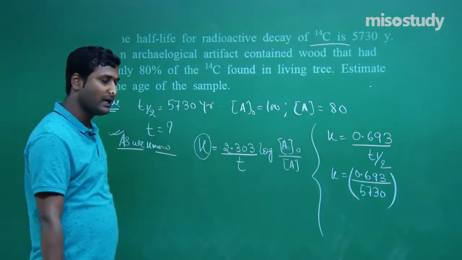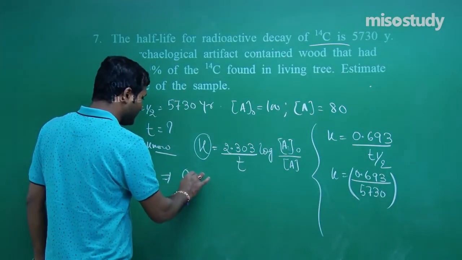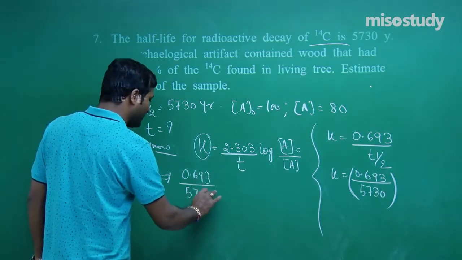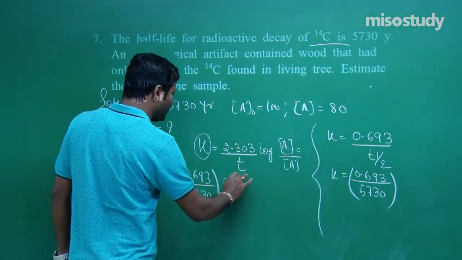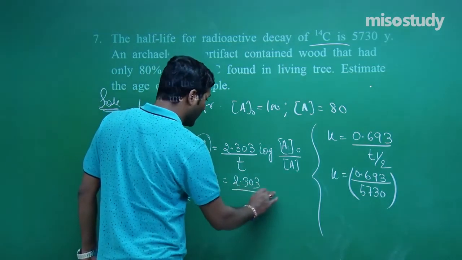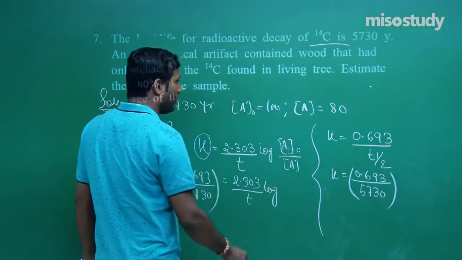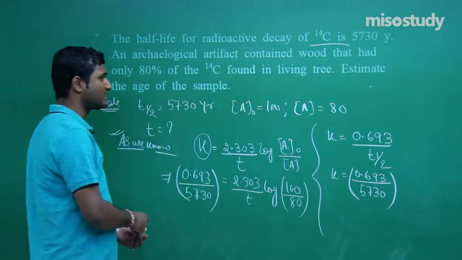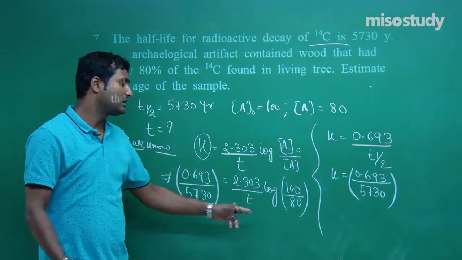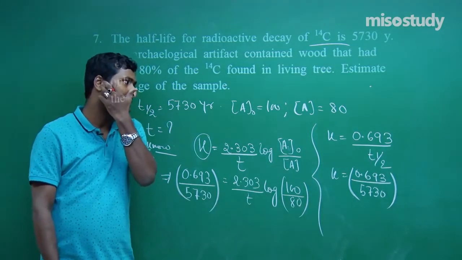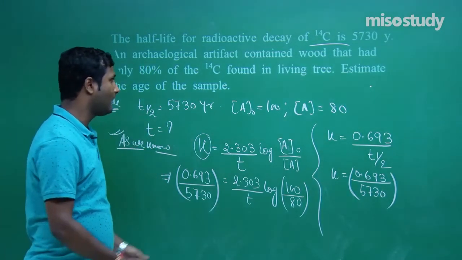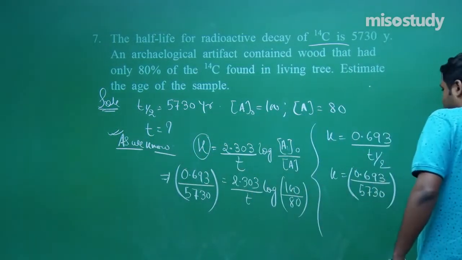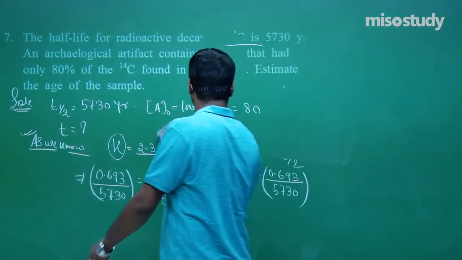Now put this value here. What we get? That is 0.693, yes sir, divided by 5730 years is equal to 2.303 upon T log A naught upon A. What is A naught here? 100. What is A? 80. After solving this expression, what we get here? We get the value of T, my friend. This is the case. Clear? Now I am going to rub this part, my friend, and we'll discuss the next part of the question. Wait for a moment.